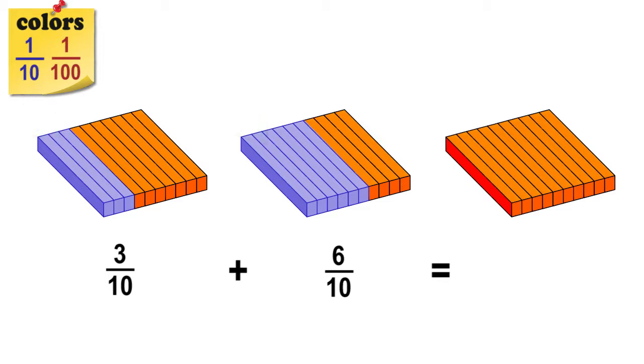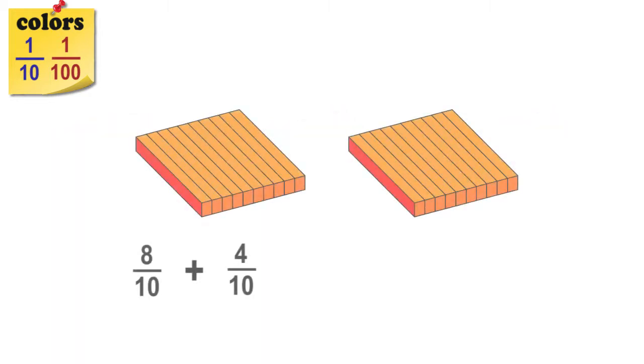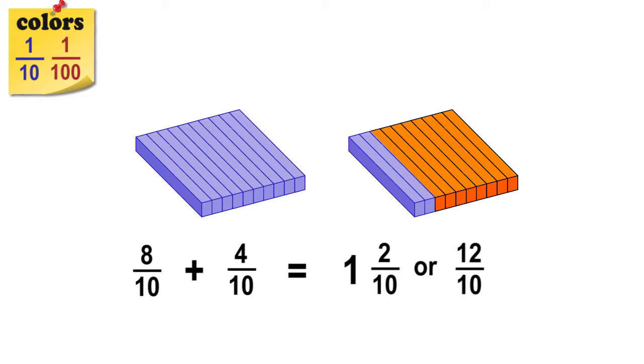To calculate the sum, we will first shade 3 tenths, then an additional 6 tenths. Our sum is 9 tenths, represented by 9 shaded columns. This process is the same when we are working with addends that result in a mixed number, such as 8 tenths and 4 tenths. To find the sum, we first shade 8 tenths, then an additional 4 tenths. Since only 2 of the 4 tenths will fit in the first whole, the remaining 2 tenths need to be shaded in the second whole. The sum can be stated as a mixed number, 1 and 2 tenths, or as a fraction, 12 tenths.